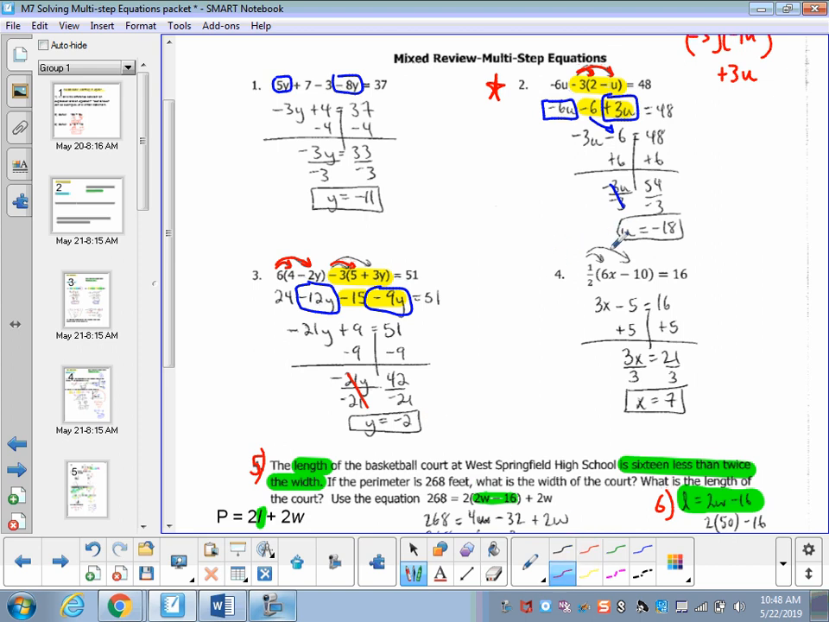Now for number 4, when we distribute a half, we want to take half of 6x, and that's 3x. And then half of negative 10 is negative 5. So we literally just cut these in half or divide by 2. Half of 6x would be 3x, and half of negative 10 would be negative 5. Now we've got our two-step equation where we're ready to drop our line and solve by adding 5 on both sides to cancel out the constant, and 16 plus 5 is 21. Then we'll divide both sides by the coefficient, and x here is 7.